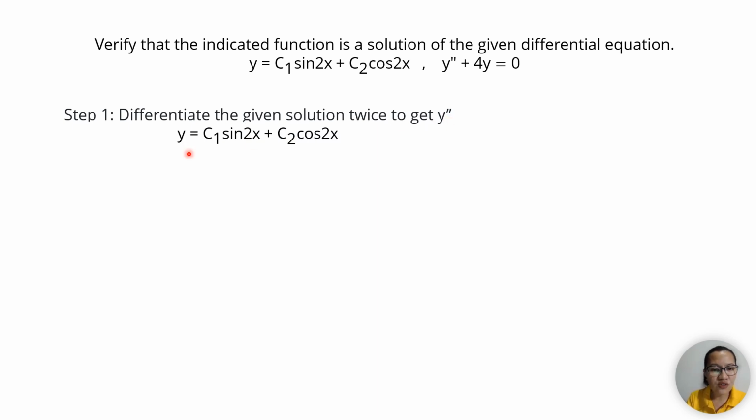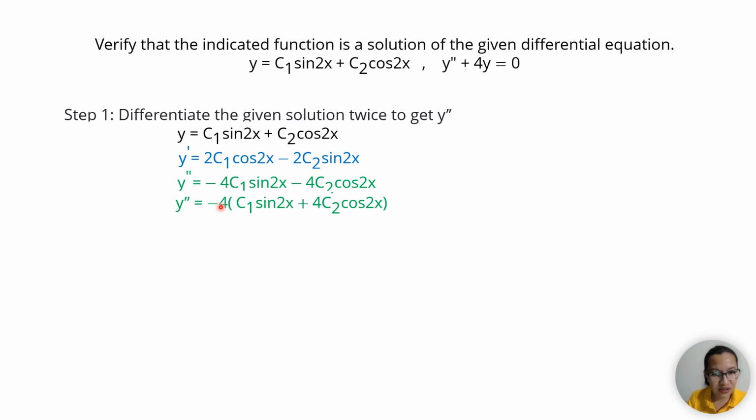And so differentiating, we have y equals c sub 1 sine 2x plus c sub 2 cosine 2x. So the first derivative is positive 2 c sub 1 cosine 2x minus 2 c sub 2 sine 2x. And differentiating again to get y double prime, we have negative 4 c sub 1 sine 2x minus 4 c sub 2 cosine 2x. The common factor here is negative 4, so we can factor that out. We get negative 4 times the quantity of c sub 1 sine 2x plus c sub 2 cosine 2x. There's no more 4 there.